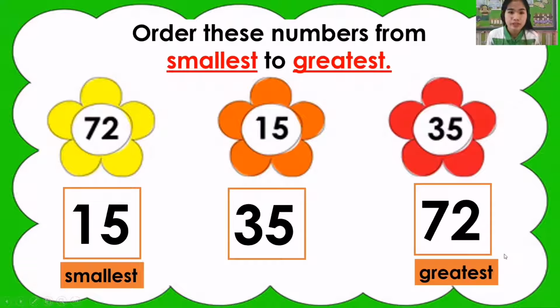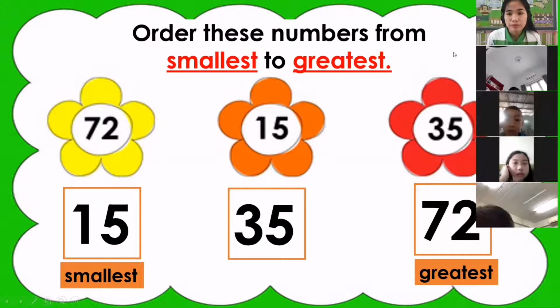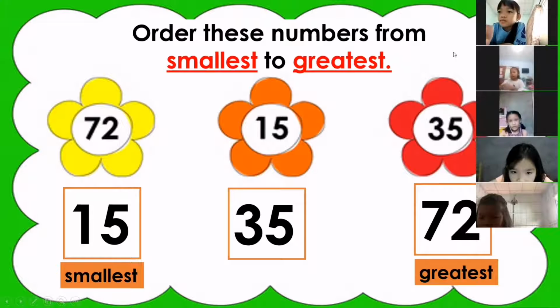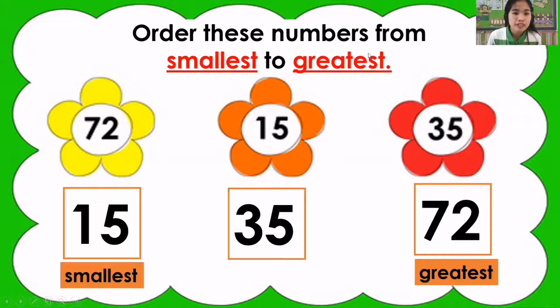Okay, already page 17. We will learn how to order numbers from smallest to greatest. We have here numbers 72, 15, and 35. What do you think is the smallest number there? The smallest number there is 15, right? You are going to write on the box. This is the smallest, which is number 15.